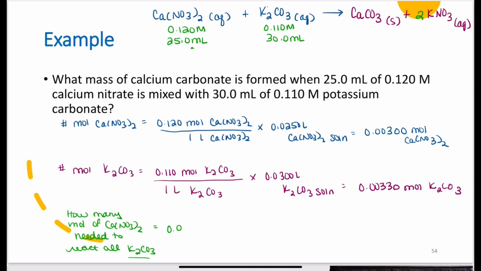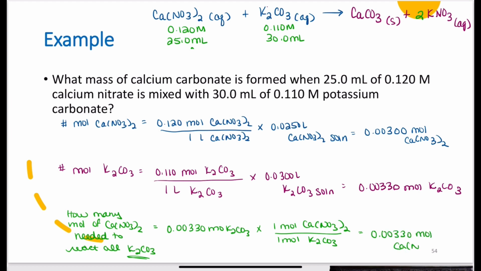If I want to react all of my K2CO3, I have 0.00330 moles K2CO3. 1 mole of calcium nitrate reacts with 1 mole K2CO3. So I would need 0.00330 moles calcium nitrate to react all of this. And I ask myself, do I have enough? I say I need this much, I have this much. The answer is no, I don't have enough, which means this is my limiting reactant, this is my excess reactant.